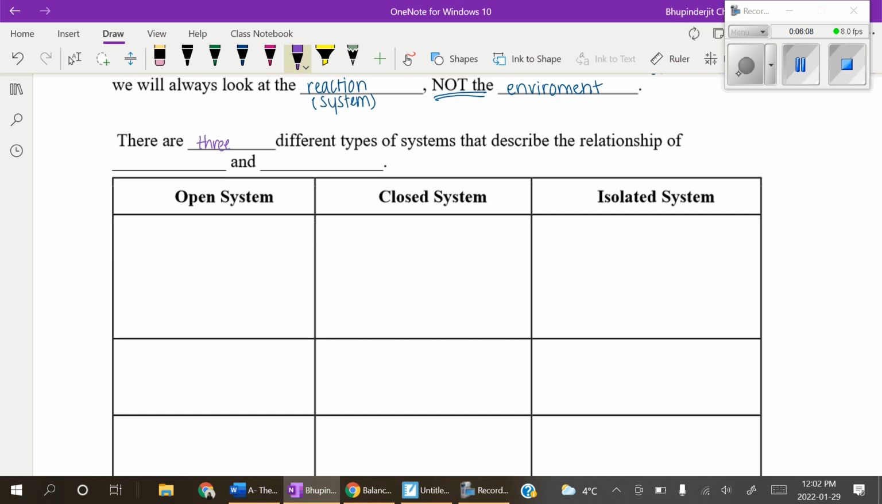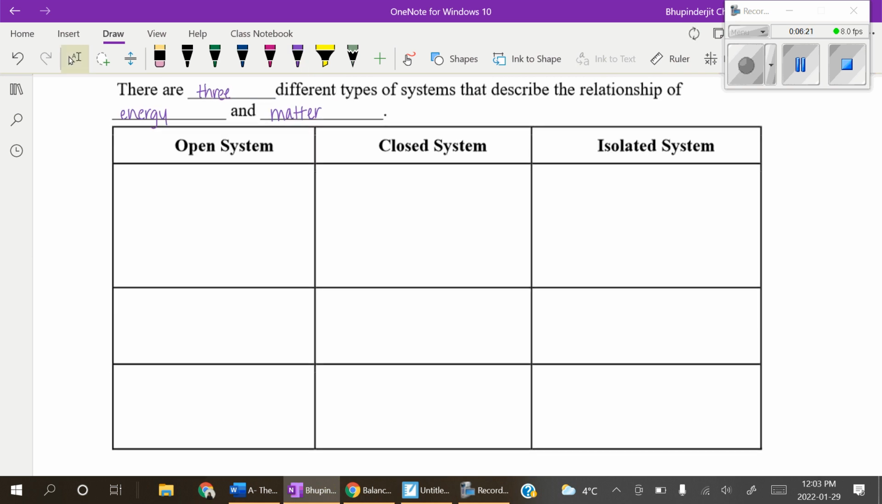When we're looking at these systems, there are three different types of systems that describe the relationship of energy and matter. We're going to explore what that looks like. The first type of system is called an open system.